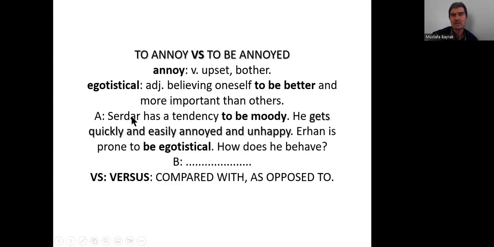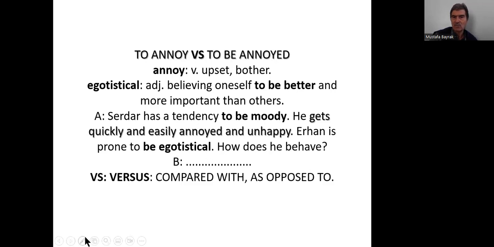Egotistical, as an adjective, means believing oneself to be better and more important than others. Of course, this is not a fact. Nobody is better than, or more important than, the others. Serdar has a tendency to be moody. He gets quickly and easily annoyed and unhappy. Erhan is prone to be egotistical. How does he behave? He behaves egotistically. Okay.